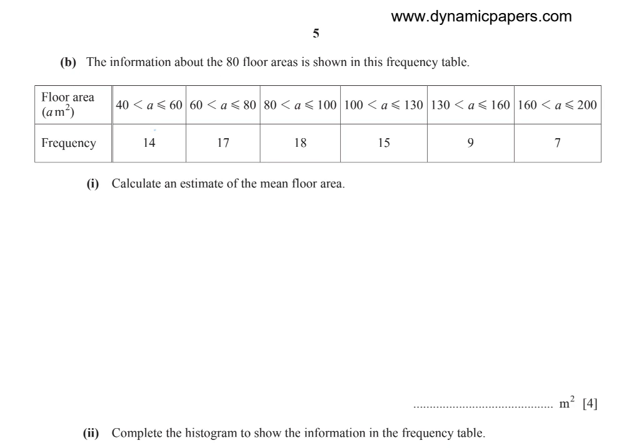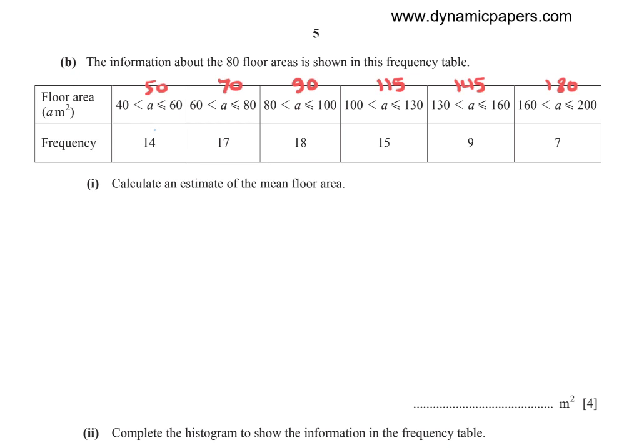So the middle value between 40 and 60, 50, or you can add 40 plus 60 divided by 2, you get 50. For the second group, from 60 to 80, 70. Next one, 90. Then between 100 and 130, add them, then divide by 2, 115. 130, 160, add, then divide by 2, 145. 160 to 200, add, then divide by 2, 180.